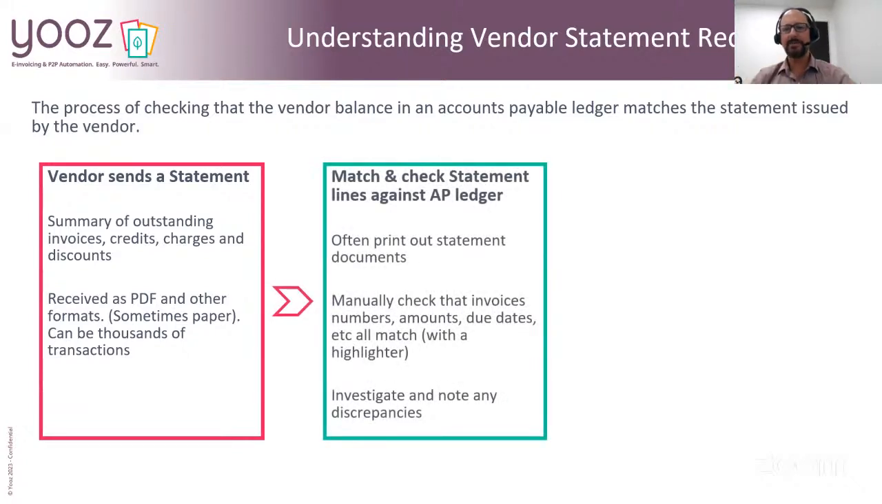The AP team then typically matches and checks that statement against their AP ledger, and that means printing it out. It's surprising how many teams still do this. We had a webinar a few hours ago, and a few of the customer attendees said that 85% of them still reconcile vendor statements manually. So it's an insanely high amount of manual reconciliation that's still being done.